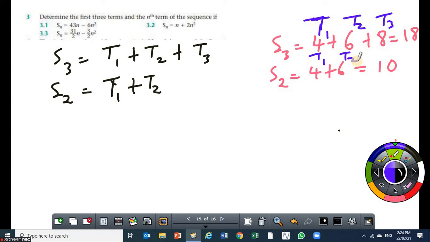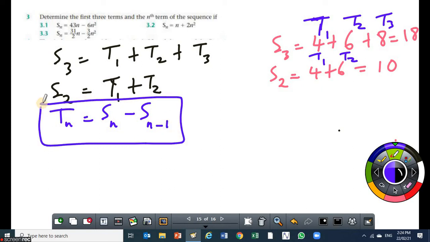There's a simple formula for that. The simple formula, you need to know this. Tn will always be equal to Sn minus S(n-1). Write it down somewhere. This formula will help you to connect, it's a general formula, the terms in a series and the sum of a series. I've explained the concept here in this example.